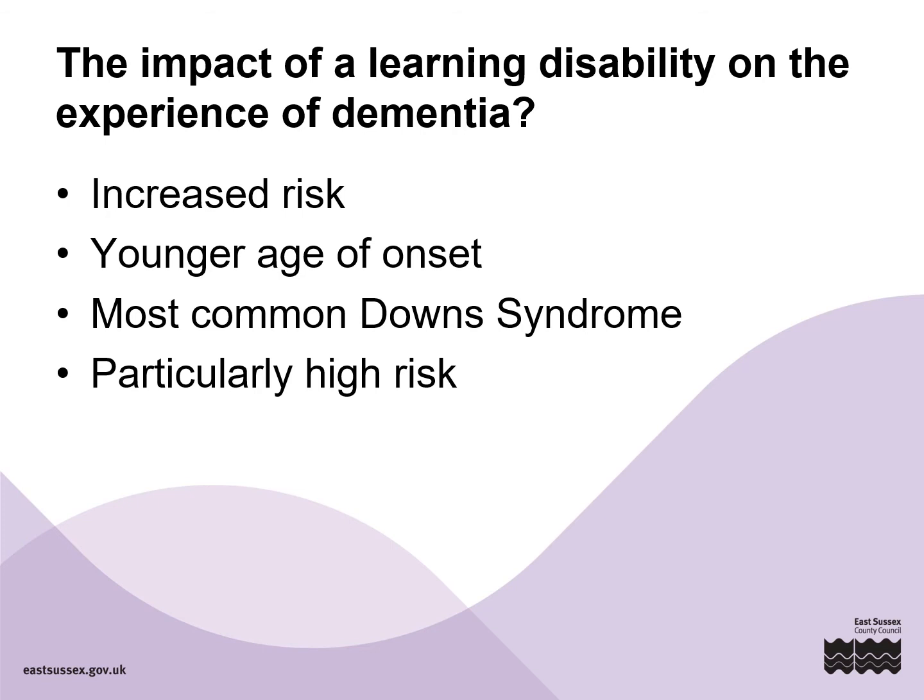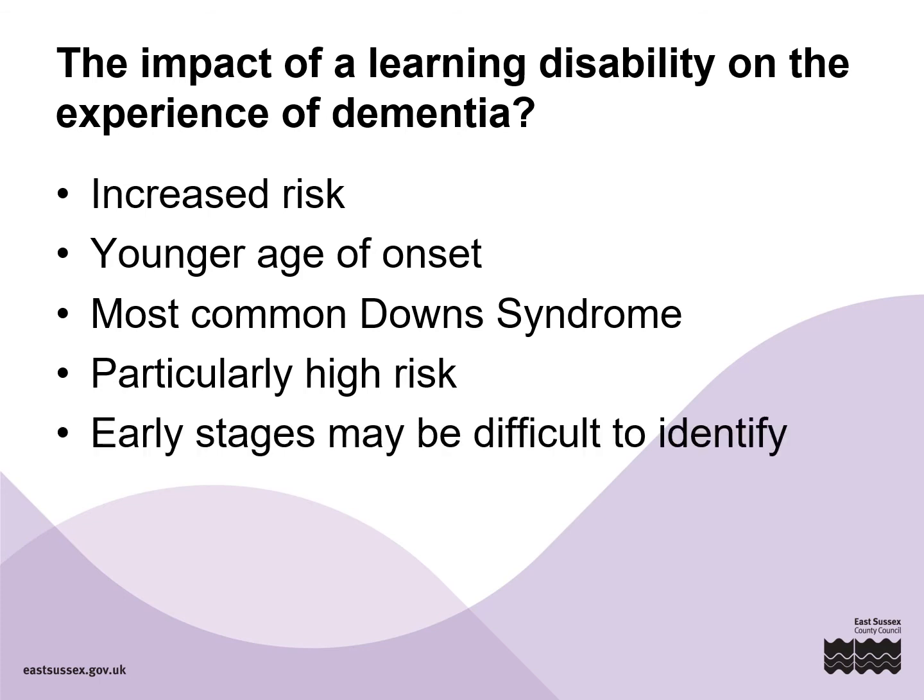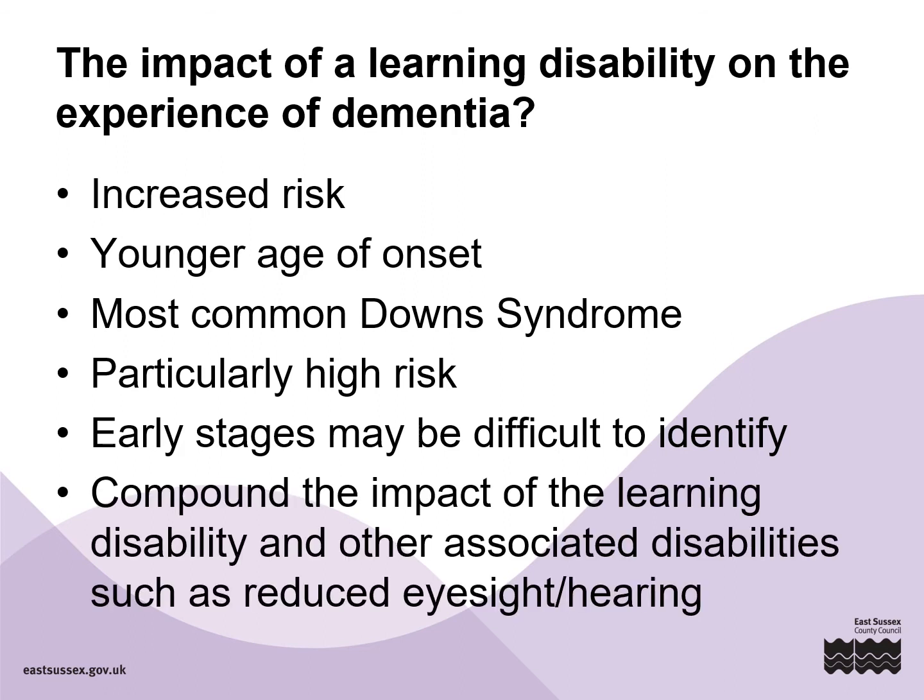Dementia generally affects people with learning disabilities in similar ways to people without a learning disability. However, there's a chance that the early stages may be missed because the individual concerned may have difficulties communicating how their ability has changed. Also, the dementia will compound the learning disability and other associated disabilities such as reduced eyesight and hearing. However, one thing to bear in mind is any change in somebody's abilities needs to be looked into, and that goes with people with learning disabilities as well.